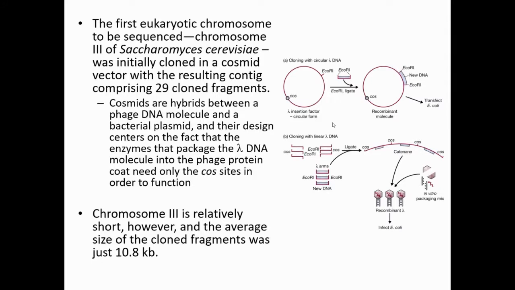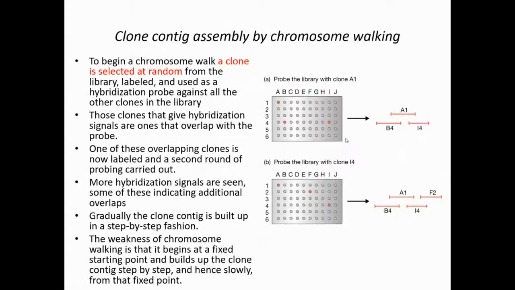And the first eukaryotic chromosome to be sequenced was the Saccharomyces cerevisiae chromosome number 3, right? So they used cosmids and phage to clone all the DNA fragments from chromosome 3, then they sequenced each of the fragments and assembled the sequence. That's chromosome number 3. And this is chromosome walking.